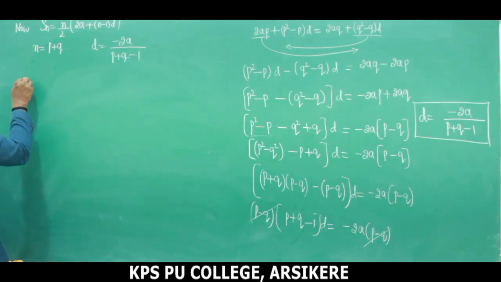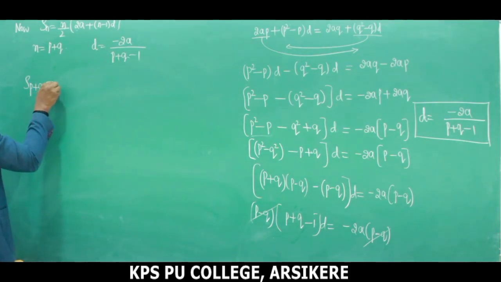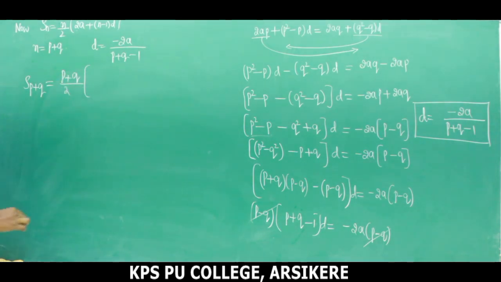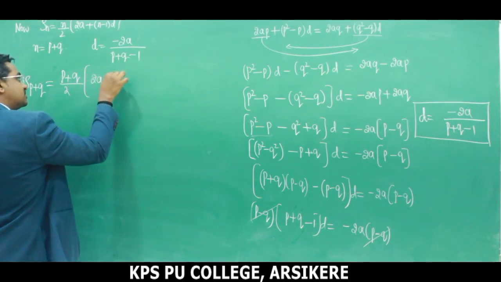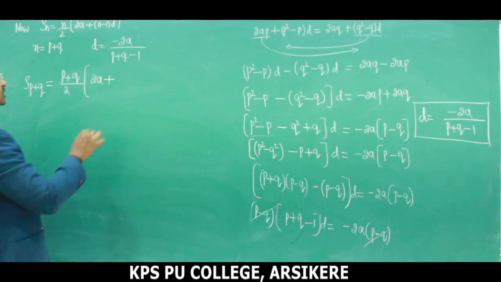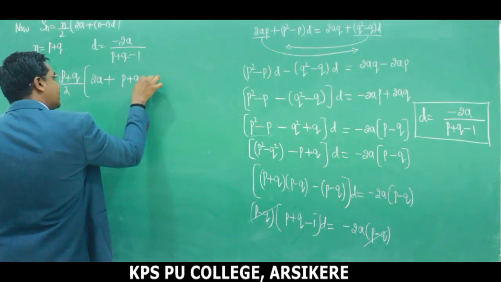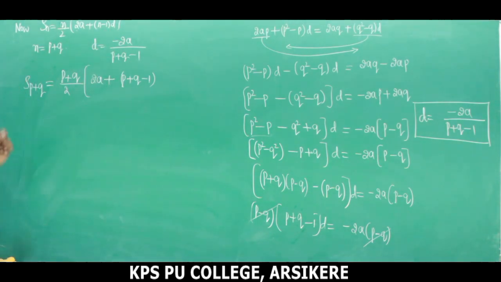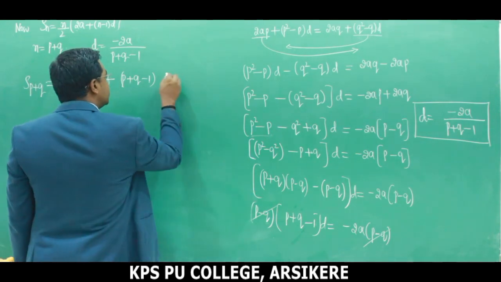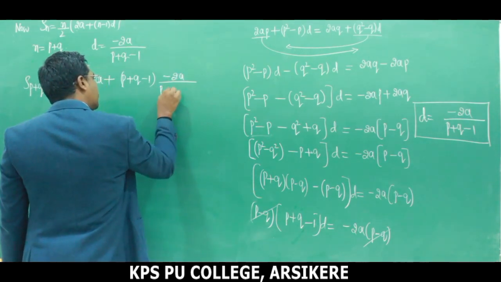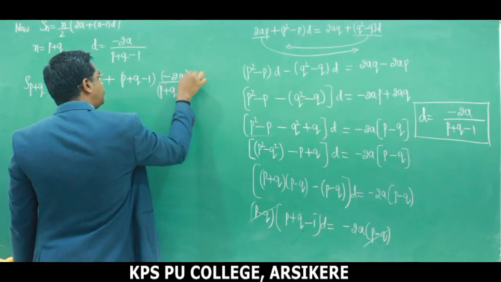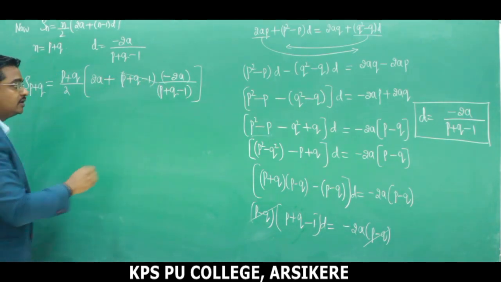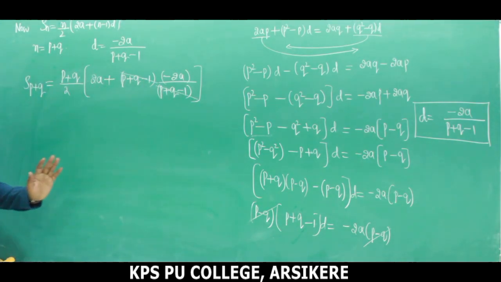So now this becomes S of P plus Q is equal to P plus Q divided by 2 into 2A as it is, plus, what is n here? n is P plus Q. So P plus Q minus 1, n minus 1, written as it is, and D becomes minus 2A divided by P plus Q minus 1. In the numerator P plus Q minus 1, in the denominator P plus Q minus 1, both get cancelled.